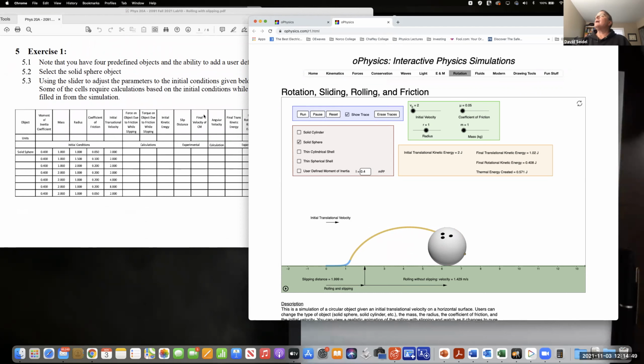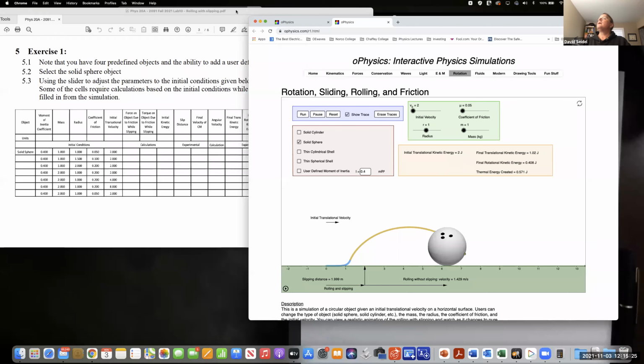The final velocity of the center of mass, that's this velocity. Rolling without slipping velocity is the velocity of the center of mass, 1.429 meters per second on that one. You can write in 1.429. See that down here? Yep. That's what this velocity is here.